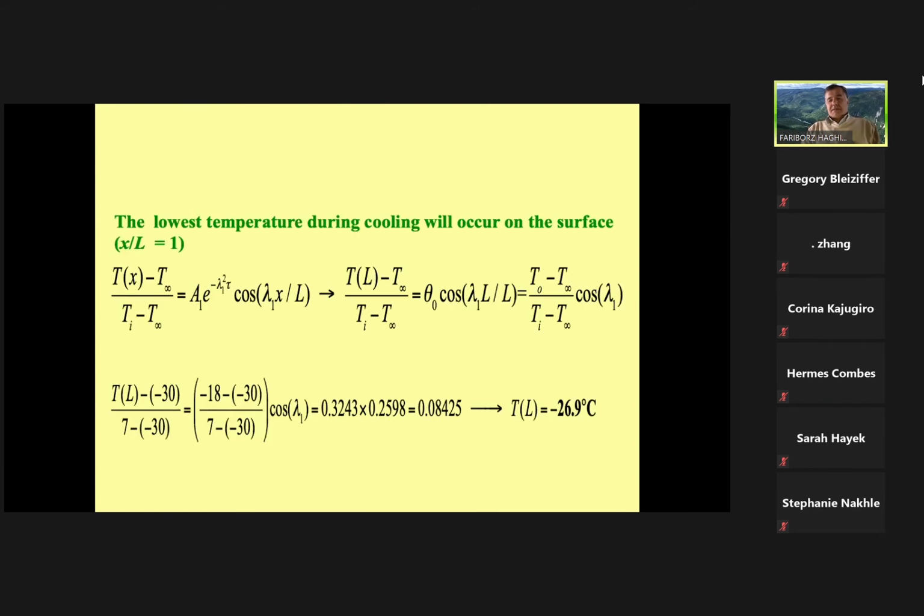Therefore, here is what we calculated, and therefore, when the temperature at the center becomes -18 after 21 hours, at the surface it becomes this. Please read the question. Do you have time to write it down or so on? Because nobody is talking to me, I assume everything is okay.